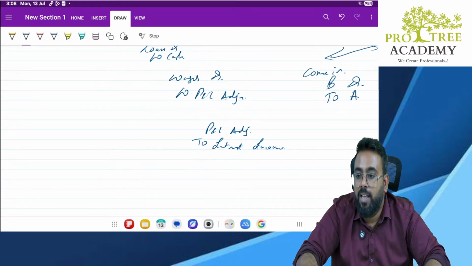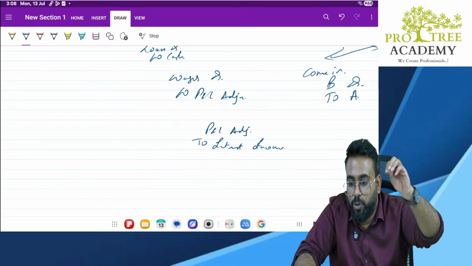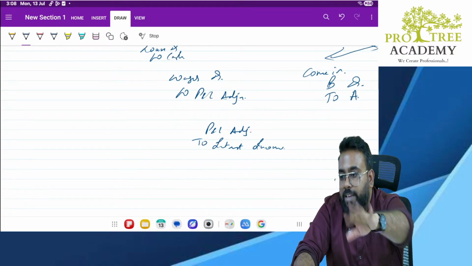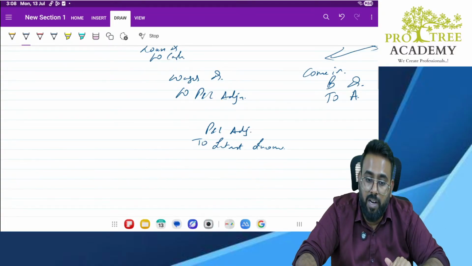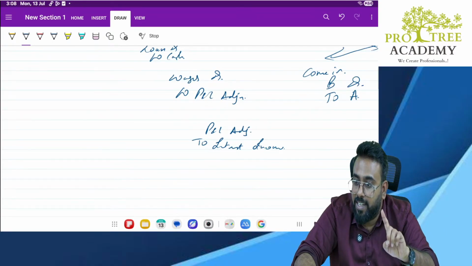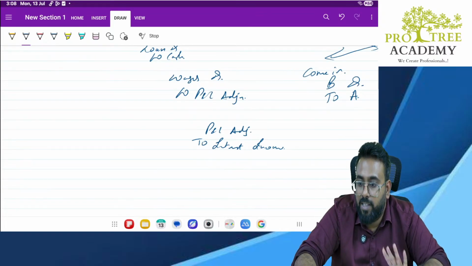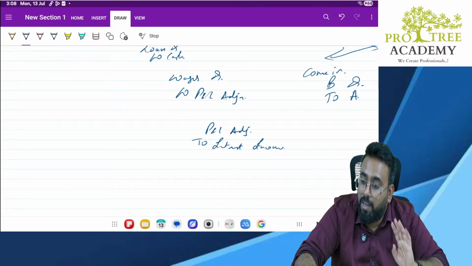For example, I have collected money from A. Instead of recording it to A, I record it in B. Now here, my accounting entry is correct. But what is wrong? Ledger is wrong. Clear? So this is also an example of error of commission.